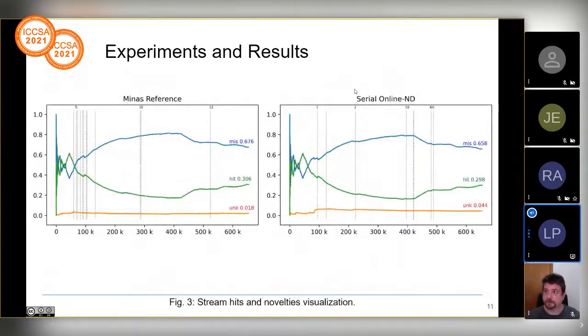So this is the stream visualization for the reference Minas implementation and the new development, both in sequential operation. In this visualization, novelties are shown as dashed vertical lines with some labels at the top. Those lines show us that the new implementation catches fewer novelties, being 9 instead of the previous 12.